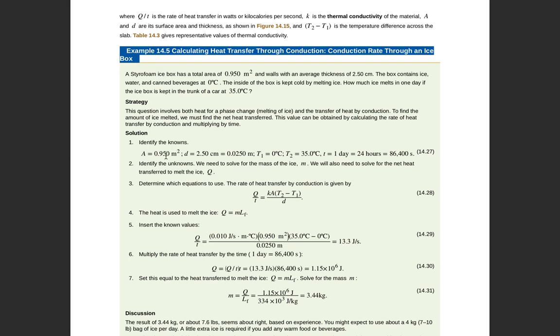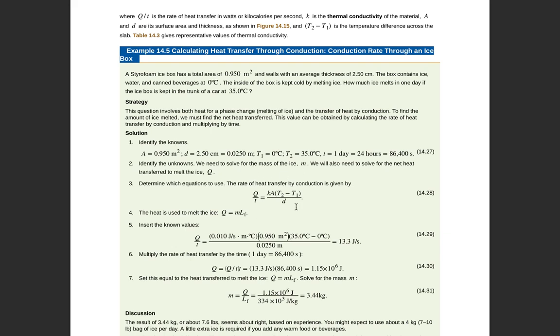So here we have our A already, right? 0.95 meters squared. Our d, which is 2.5 centimeters, turns into 0.025 meters. Our temperature 1, which is the icebox starting off, is 0. Our temperature 2 is 35. We want to know a day, so that turns into 24 hours, which turns into 86,400 seconds. And we are solving for m, right?